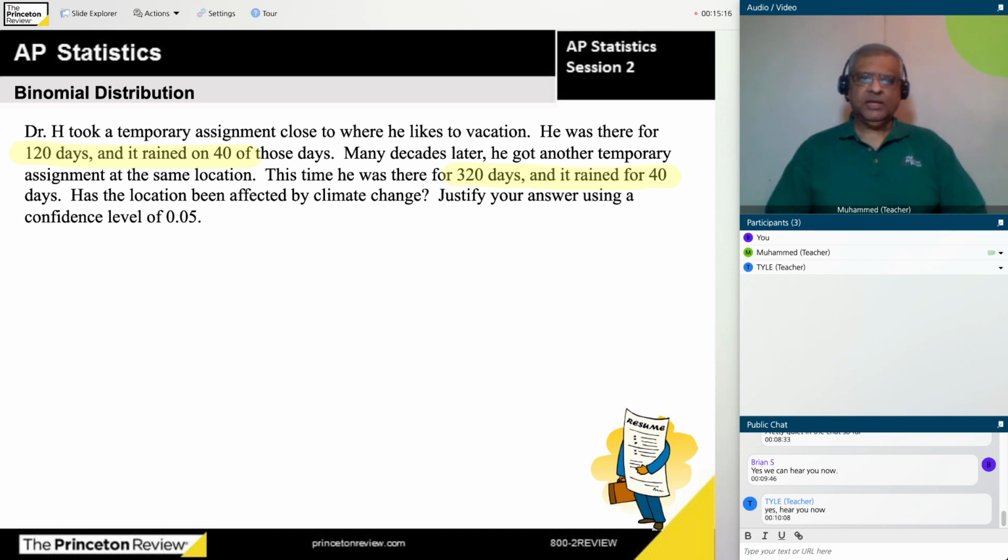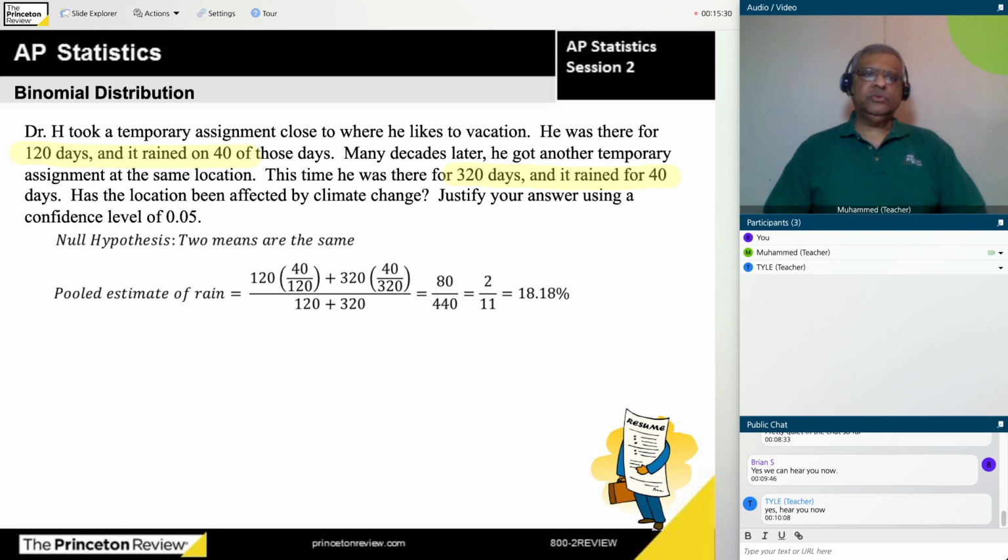We know that, but we do use statistics in production, and that is really the level that most good production would be working at. Okay, so we start with our null hypothesis, that the two means are the same. And if the two means are the same, then the difference in the means would be 0. So that's what we're going to use. So we're going to use first a pooled estimate for rain.